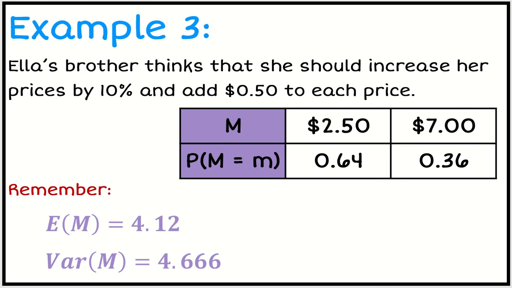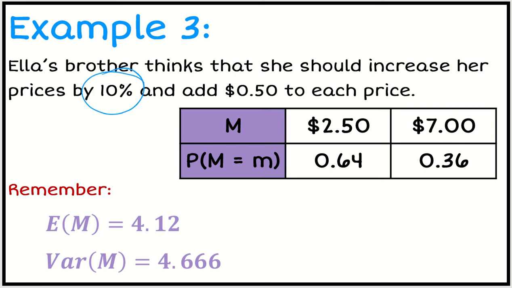Ella's brother thinks that she should increase her prices by 10% and add 50 cents to each price. So we've got the table of the costs, with her $2.50 selling 1 cake of soap and her $7 selling 3 cakes of soap. In the previous videos we've calculated the expected value and variance of M. So now let's think, what are we going to do with these two things?